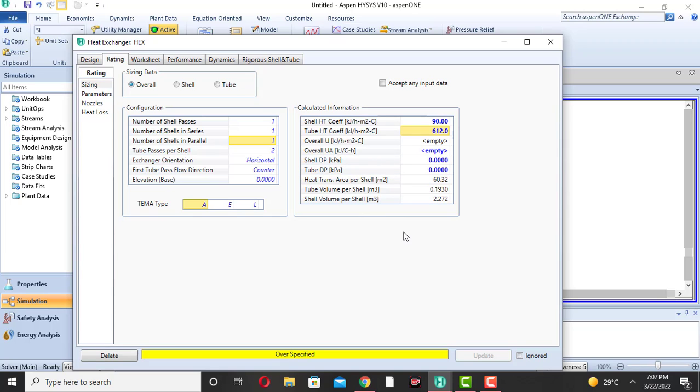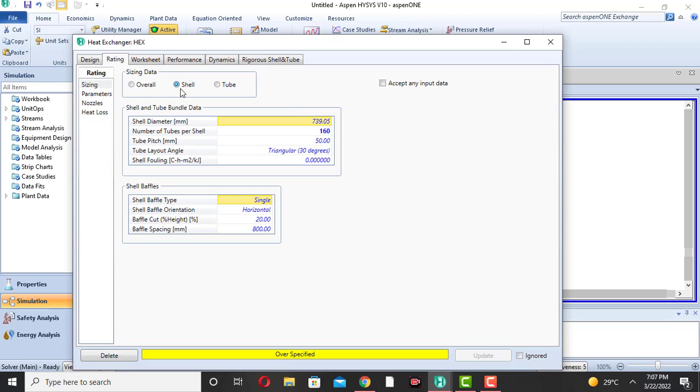This is now the shell and tube pressure drop. So this is 0, pressure drop is 0. Now come to the shell side. The shell diameter is by default; number of tubes per shell is 2. Tube pitch is 50. Shell fouling is 0.